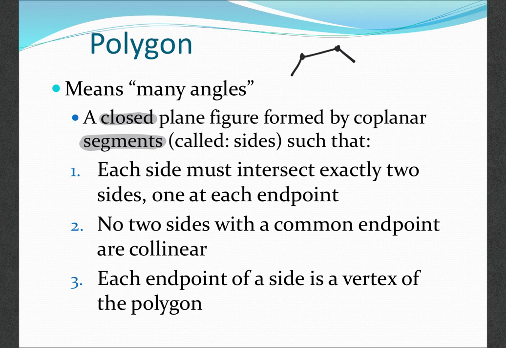No two sides with a common endpoint can be collinear, so you can't have two that extend next to each other. And each endpoint of a side is called a vertex of the polygon. So everywhere those two sides or two segments meet would be a vertex.